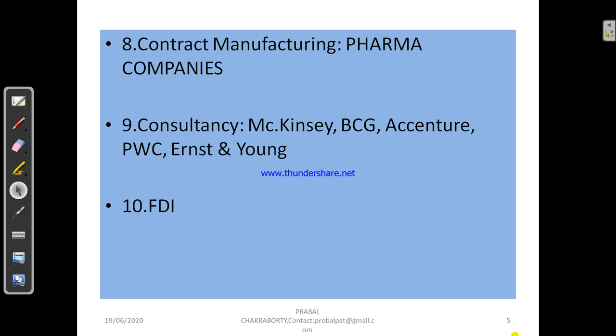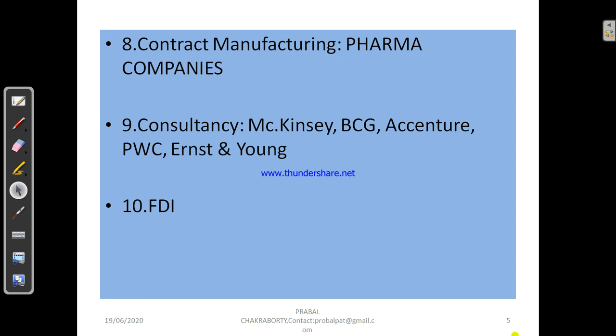Consultancy is another kind of mode, because McKinsey, BCG, Accenture, PwC, Ernst and Young are very big names. They are now coming to different parts of the world also. Accenture has phenomenal advantages here because of its global presence, and because they are very big software companies, they are doing consultancy businesses also.